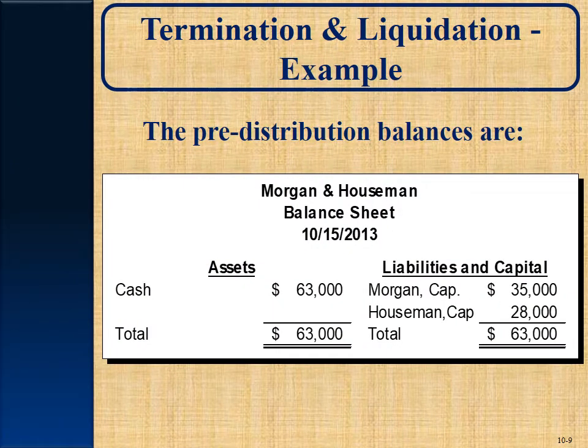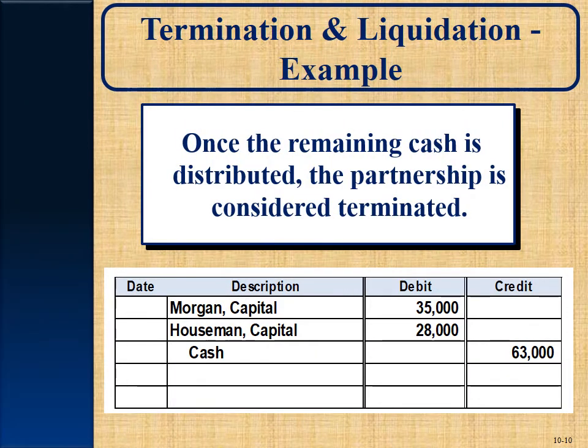So here are your pre-distribution balances in a normal, straightforward liquidation and termination. There should be a cash balance of $63,000. And if you do the T accounts and update Morgan and Hausman's capital accounts for all those journal entries we just did, these will be their final balances. So the cash would be distributed to Morgan and Hausman according to their capital balances. And there it is. Now the business is terminated. We close down the capital. There are no more assets. The partnership is closed.